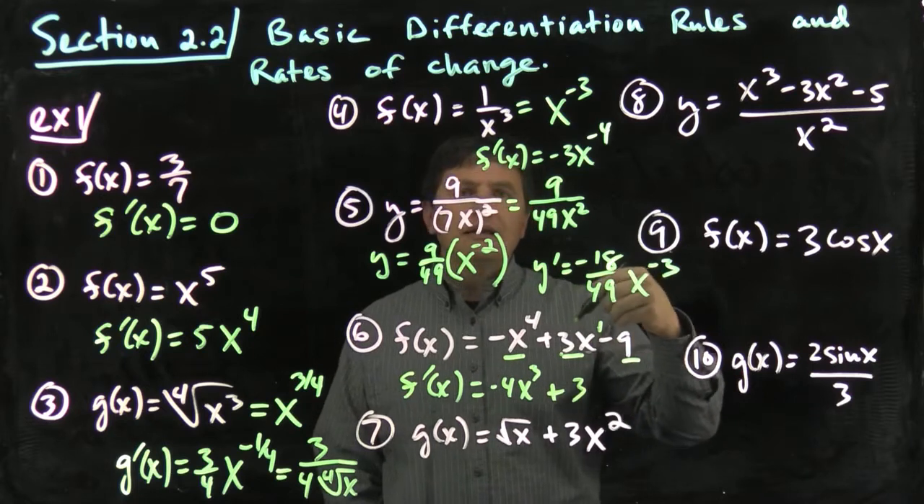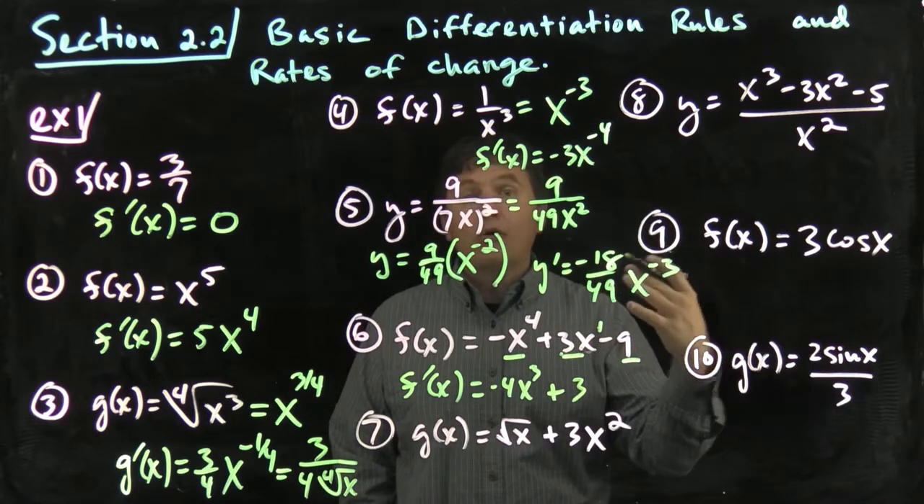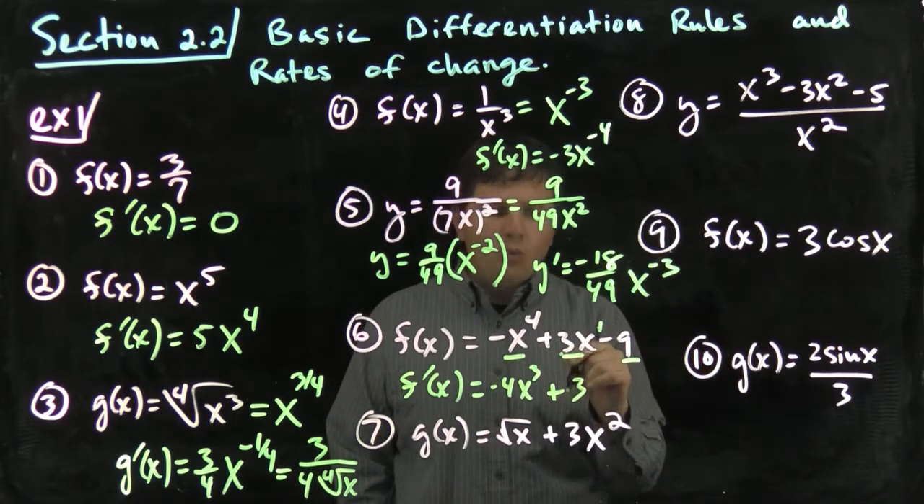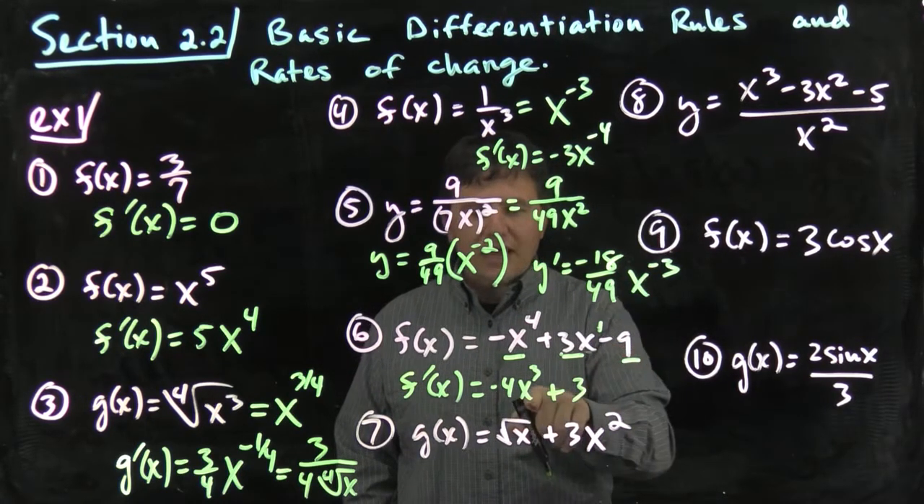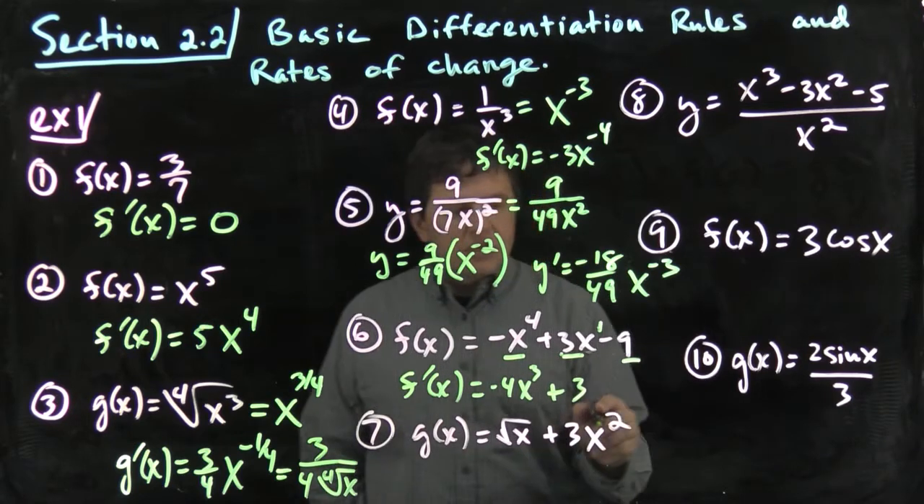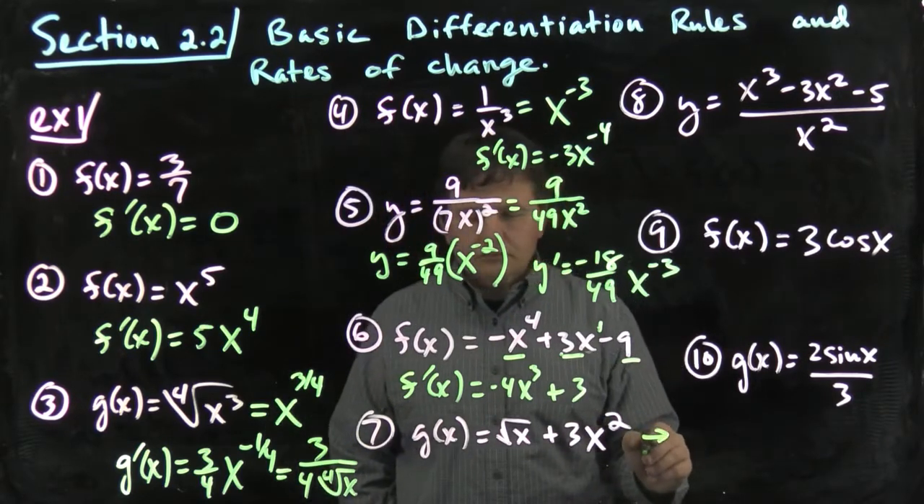Well, x to the 0 power, anything to the 0 power other than 0 is 1. So that just is 3. The derivative of 9 is 0, so that is my derivative. Okay? So let's rewrite this one here.